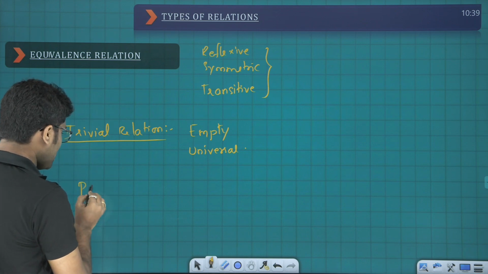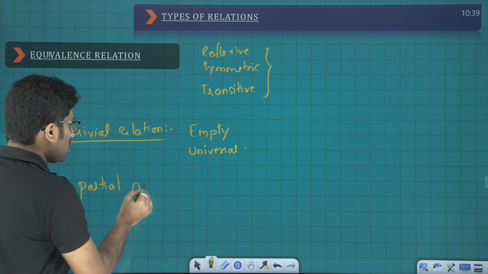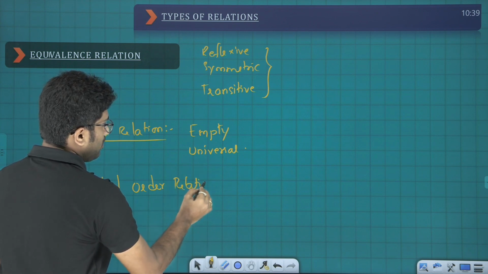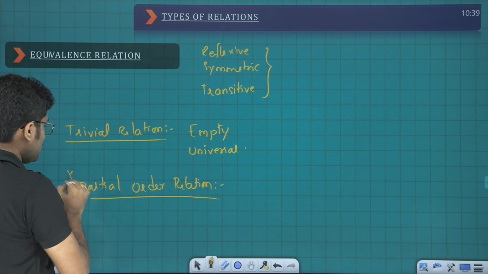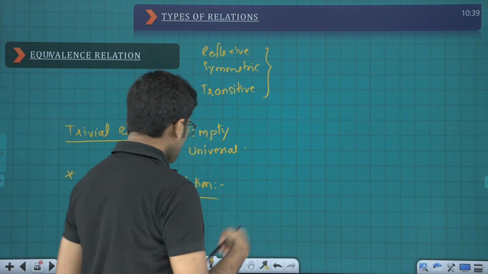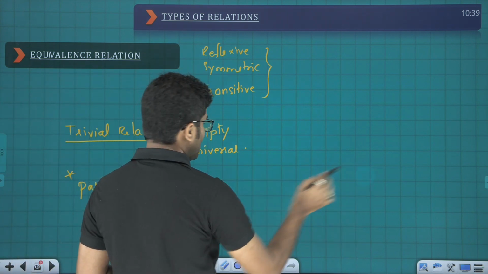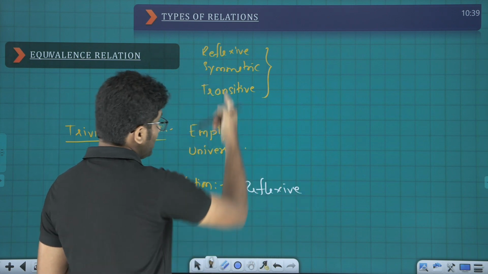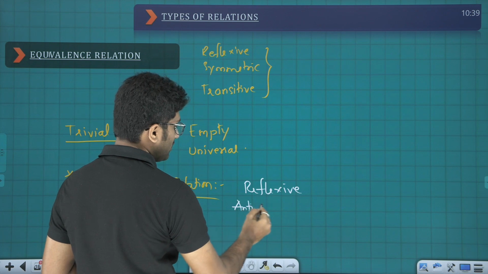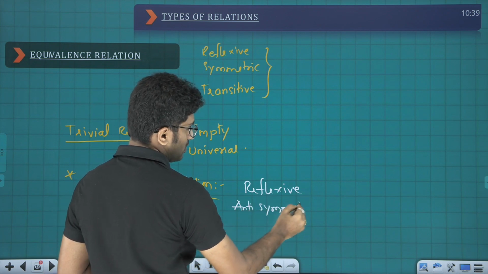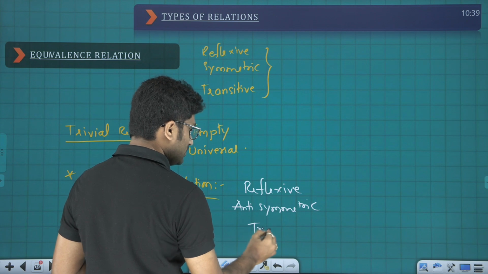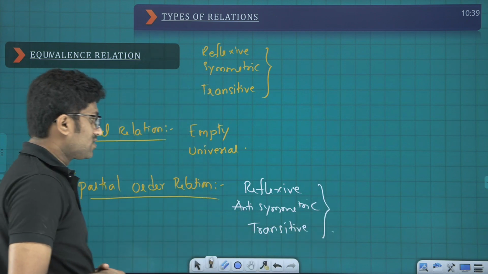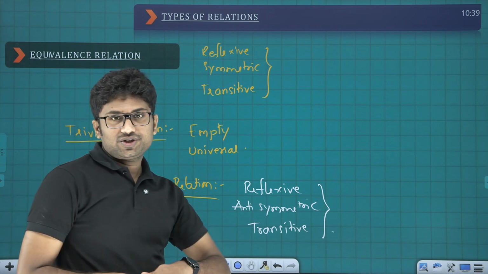These two relations are called trivial relations. Next, different types of relations that we have are partial order relation. Kindly make a note of this. This is very important. Partial order means a relation R from A to B is said to be partial order if it is reflexive, anti-symmetric, and transitive. So if a relation is all the three, then such a relation is called a partial order relation.